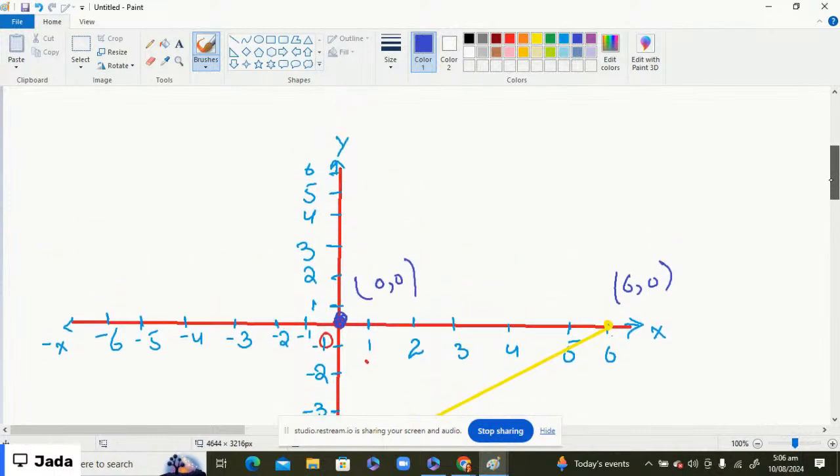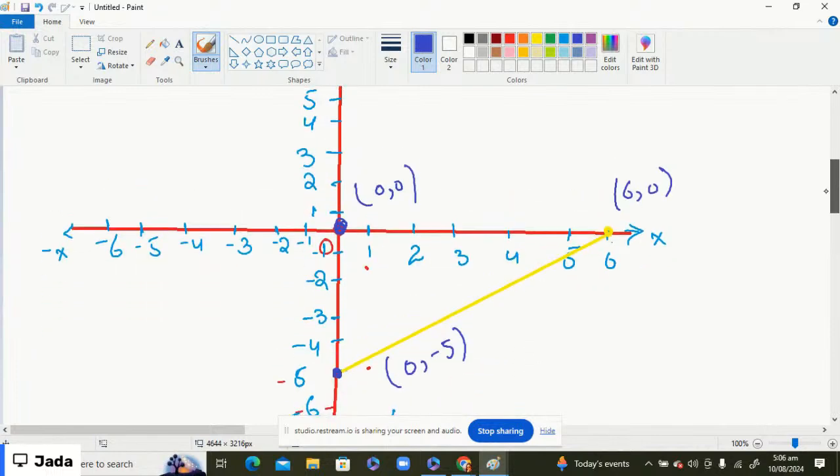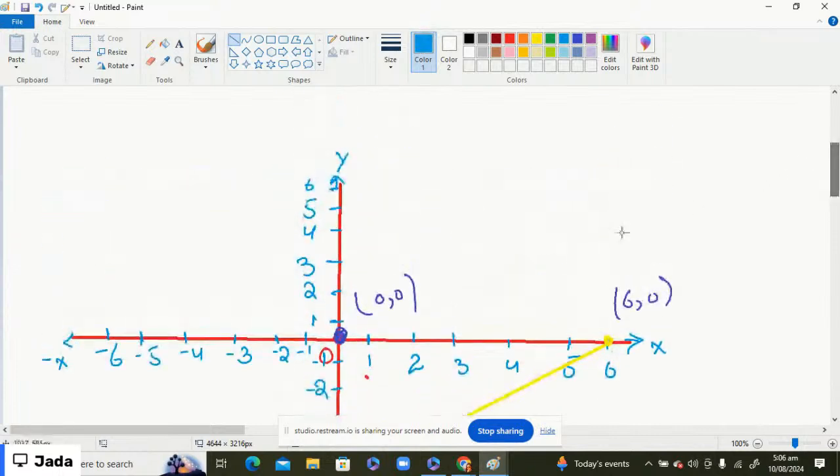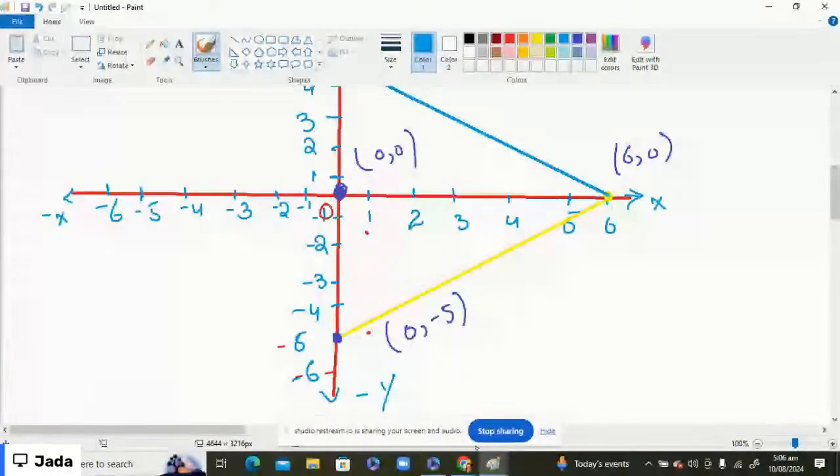When you rotate it, this can be rotated from this 5 to this 5, and that is the same thing. So this should be 0 and 5. This is 0 and 0, and that is 0 and 6.